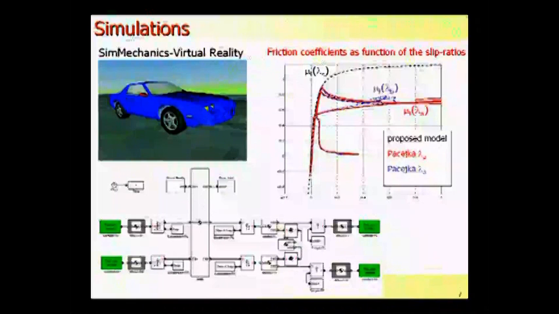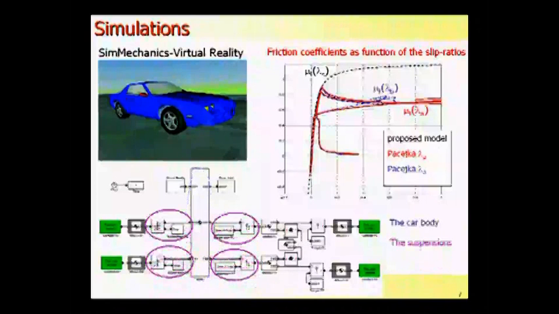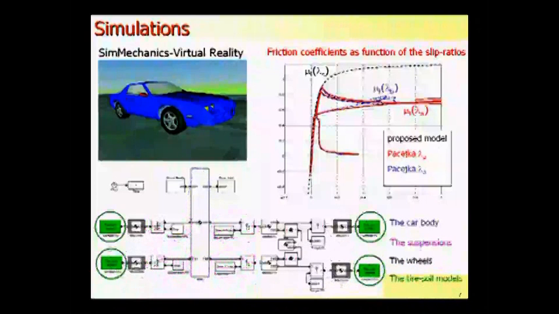We also realized a model in virtual reality in order to better see our results. The scheme above is the SimMechanics scheme showing the car body, suspensions, the wheels, and the tire soil models. The figure in the right part shows the friction coefficients as function of the slip ratios. We have a good agreement with the traditional approach, but this is reached using this energetic approach.